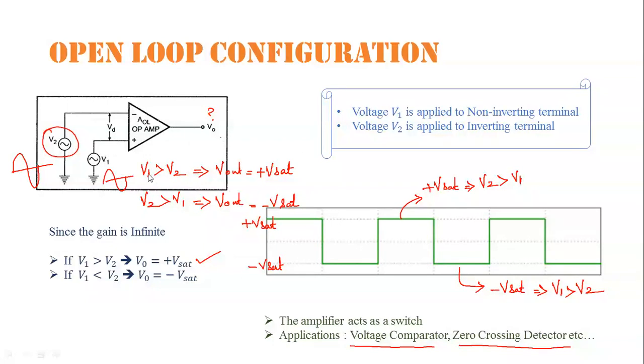Comparator, like we have seen in the comparing operation, V1 greater than V2 or V1 less than V2, meaning V2 greater than V1, leads to the zero crossing detector. There are many applications of op amps: sign changer, scaler, subtractor, adder. We can perform many basic operations.